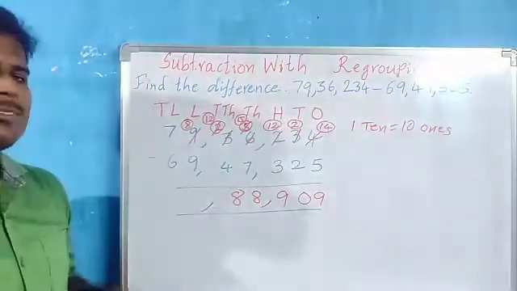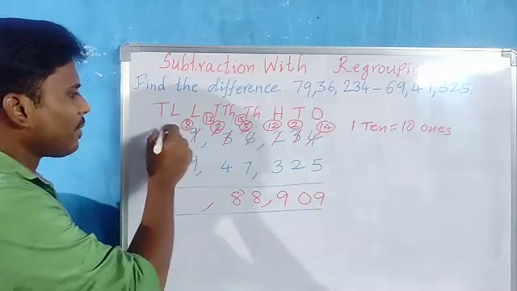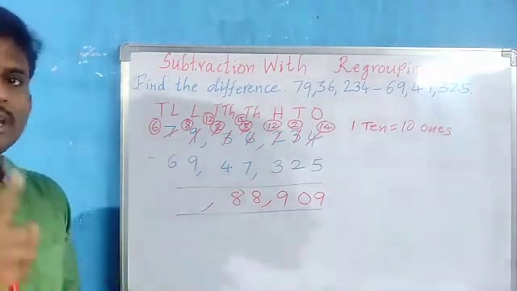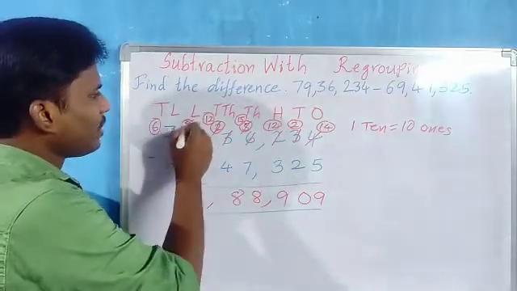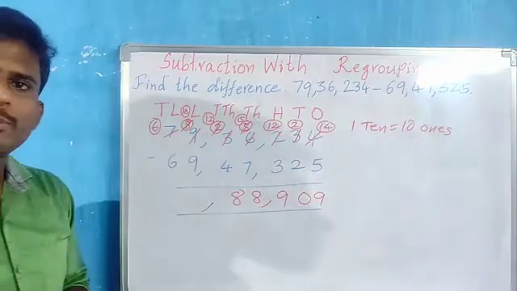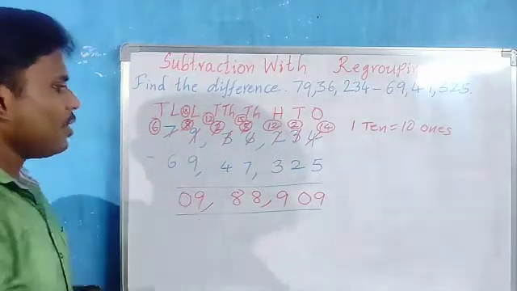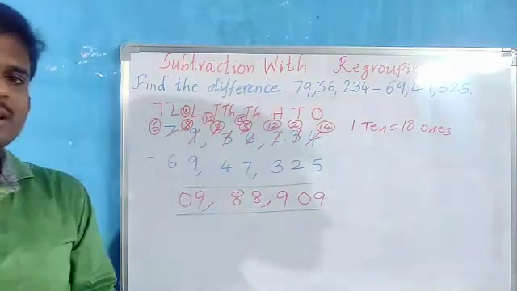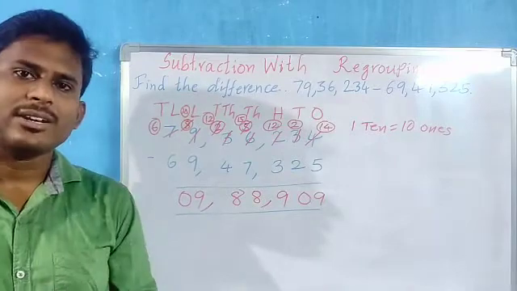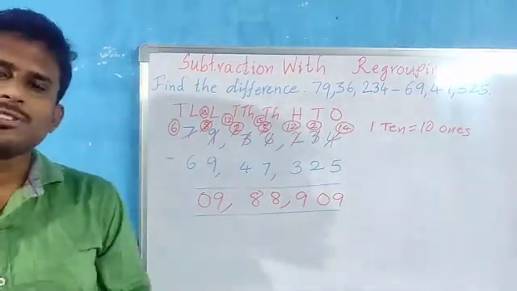Okay. Now 8 minus 9, again not possible. What we have to do, children? We have to regroup from the 10 lakhs place. So 1 10 lakh equal to 10 1 lakhs. So here we will have 18. Now 18 minus 9 will be 9. 6 minus 6, 0. So finally we got our result, that is the difference, children: 9,88,909. Okay, children. So now let us do practice sums based on this concept.